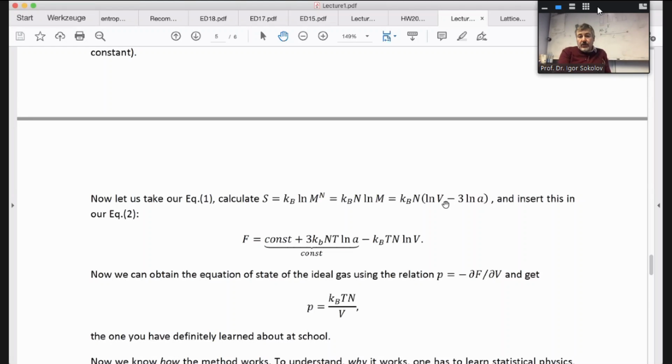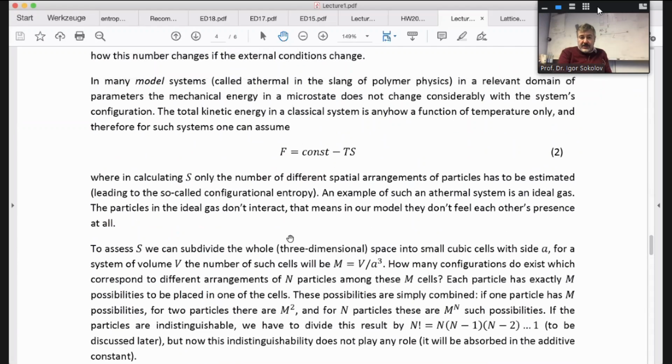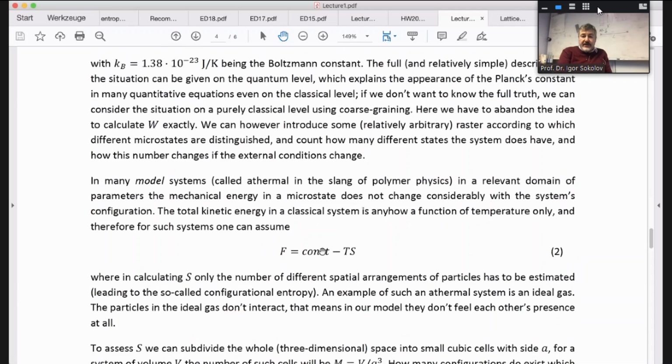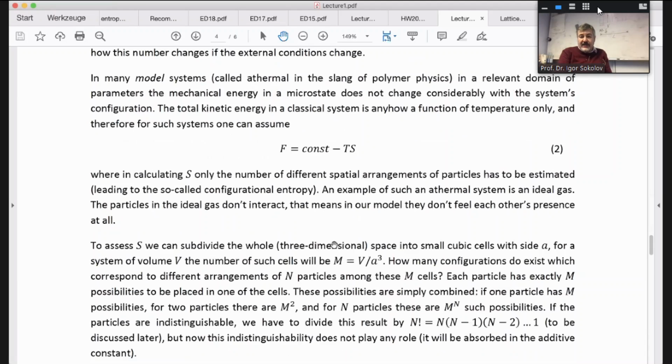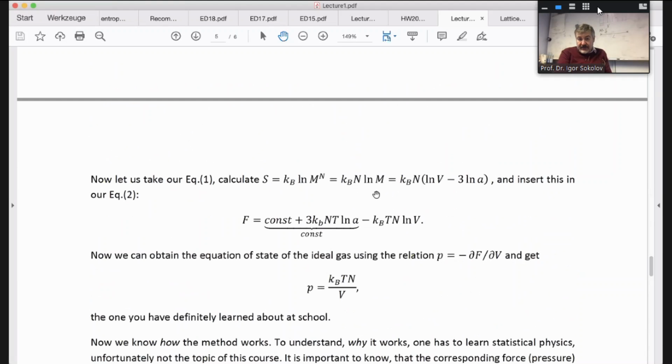And now let's have a look at what I get for the free energy. The kinetic part decouples, so the system is athermal because I don't have interaction. So this is a constant. The internal energy is a constant. Now the only term is T times S, and I have S here. And this consists of 2 parts. One depends on the volume, and another one depends on my arbitrary constant.